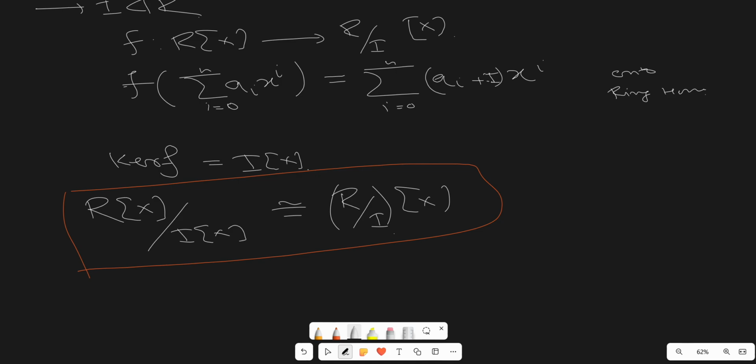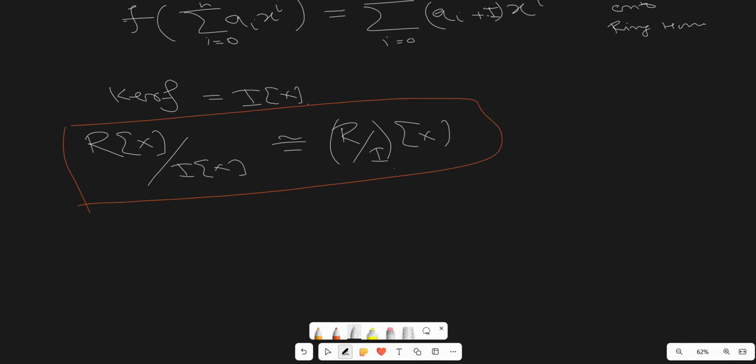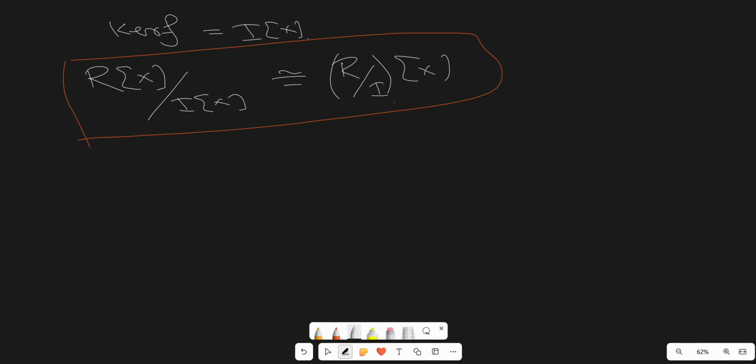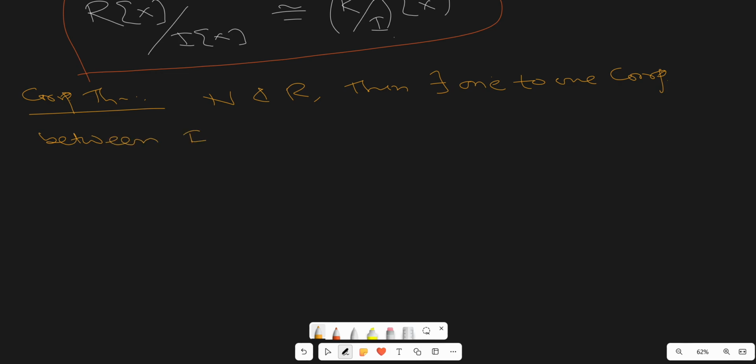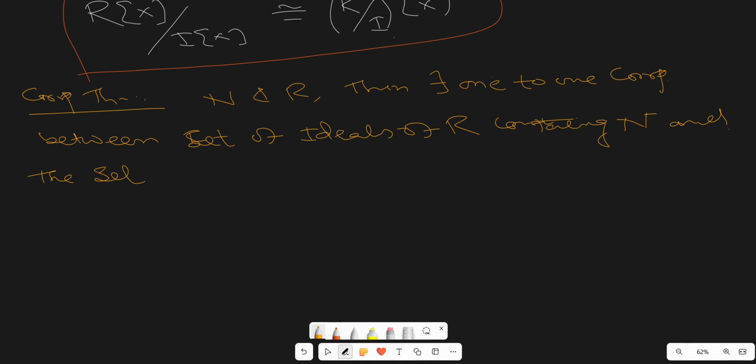That's all, I guess. And should I define the correspondence theorem? The correspondence theorem says: suppose N is an ideal in R, then there exists a one-to-one correspondence between the set of ideals of R containing N and the set of ideals of R/N.